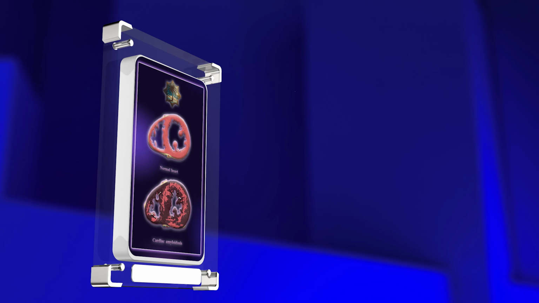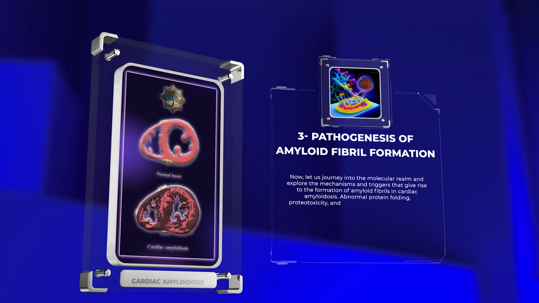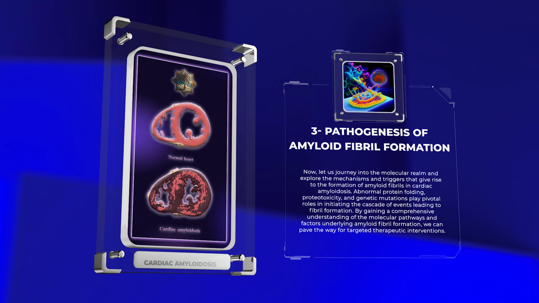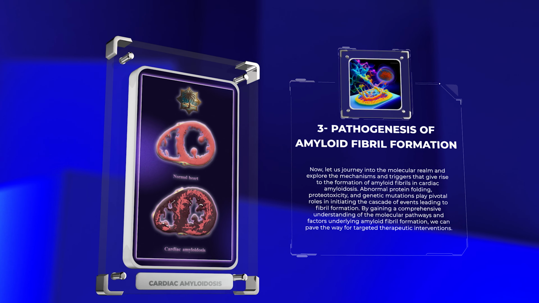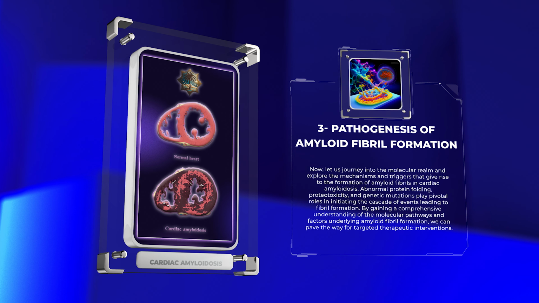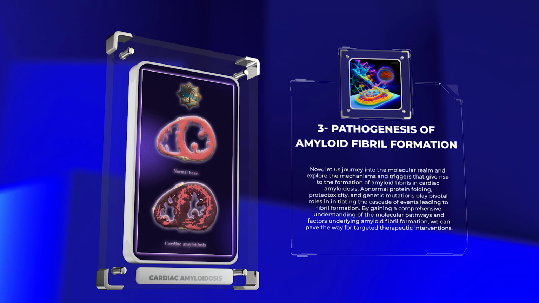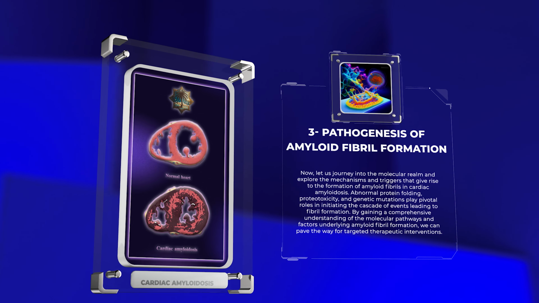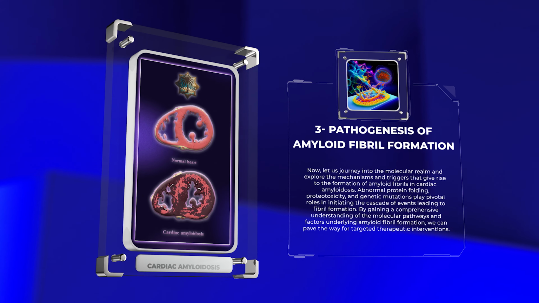Now, let us journey into the molecular realm and explore the mechanisms and triggers that give rise to the formation of amyloid fibrils in cardiac amyloidosis. Abnormal protein folding, proteotoxicity, and genetic mutations play pivotal roles in initiating the cascade of events leading to fibril formation. By gaining a comprehensive understanding of the molecular pathways and factors underlying amyloid fibril formation, we can pave the way for targeted therapeutic interventions.